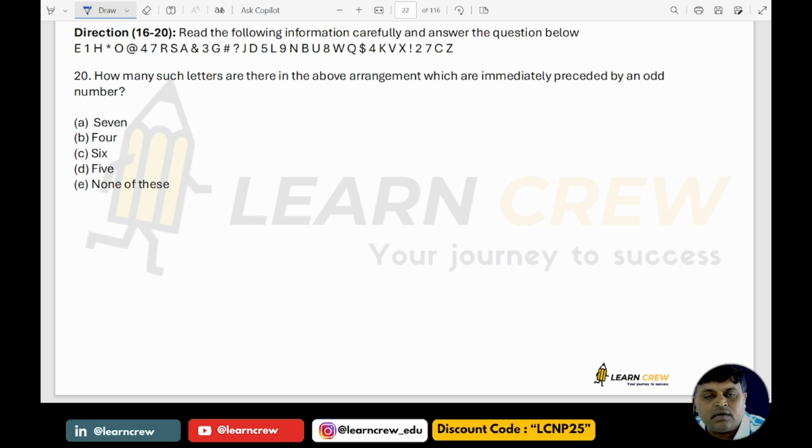Next, how many such letters are there in the above arrangement which are immediately preceded by an odd number? So, alphabets, that is letters, preceded by odd numbers. You can see here 1H, 7R, 3G, 5L, 9N, and you have 7C. So the answer is 6.